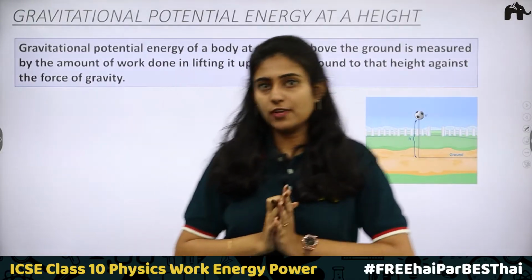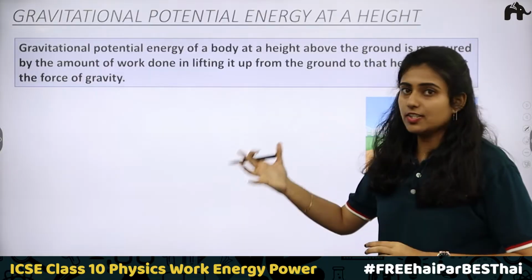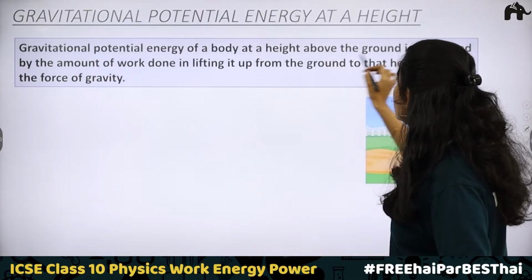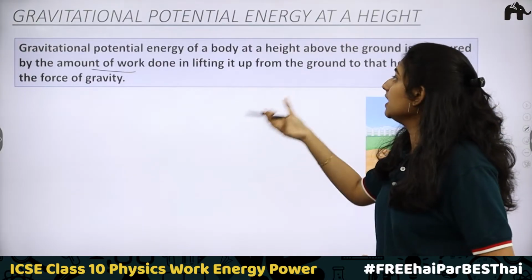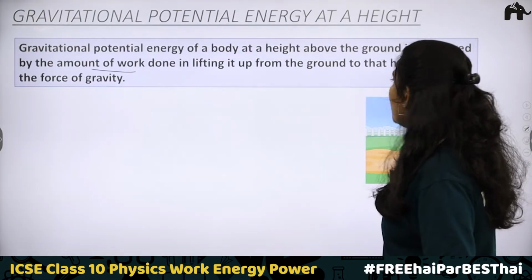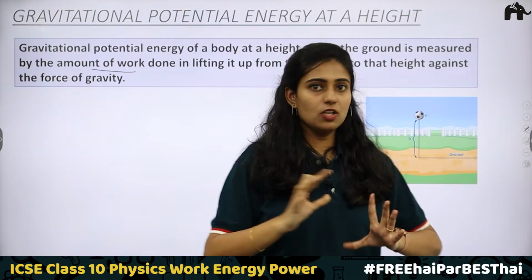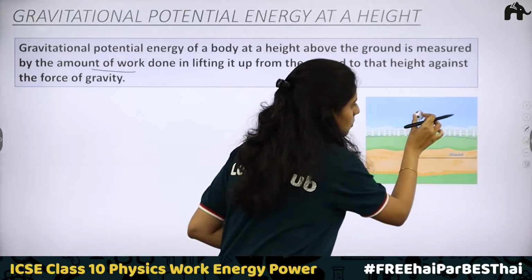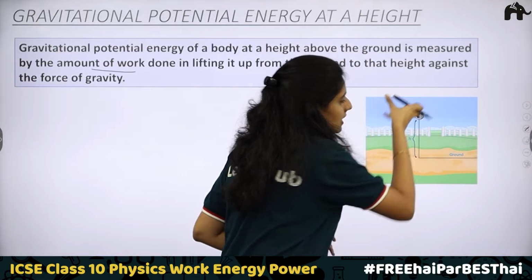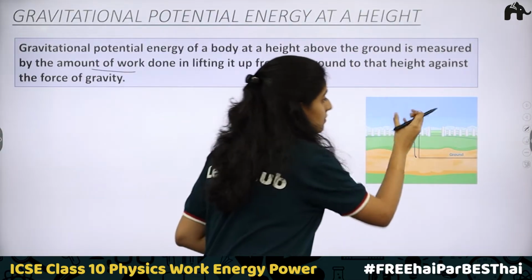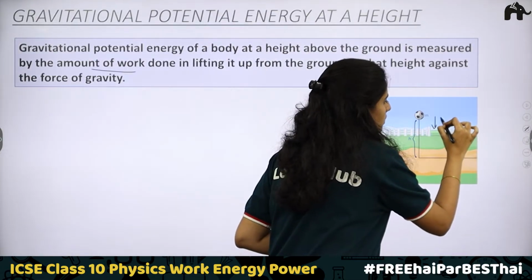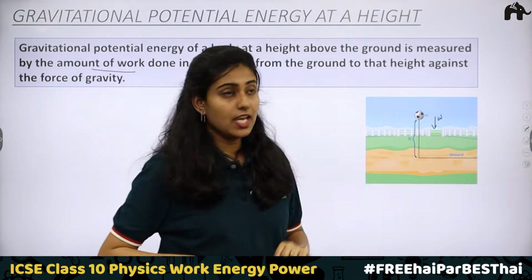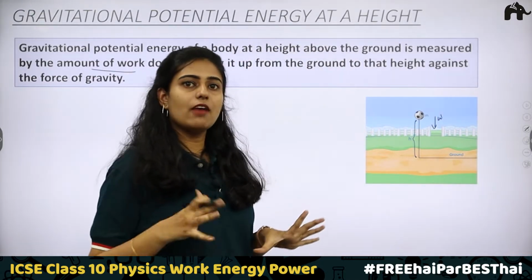Now how to find gravitational potential energy? Gravitational potential energy of a body at a height above the ground is measured by the amount of work done in lifting it up from the ground to that height against the force of gravity. We know that the ball which is lifted up will have the force of gravity acting on it. Force of gravity will be acting down, or the weight of the body will be acting down. Against this force of gravity, we have to do work.